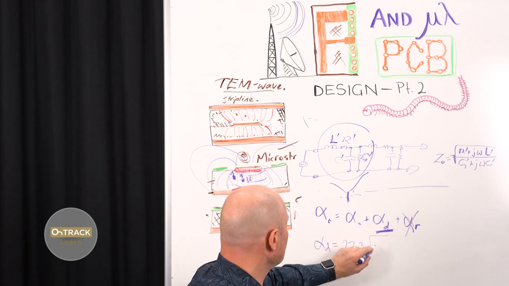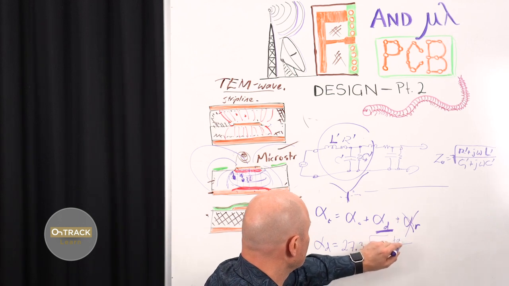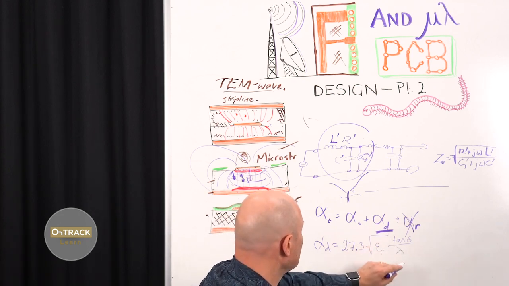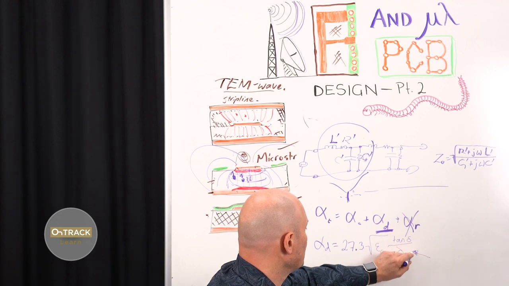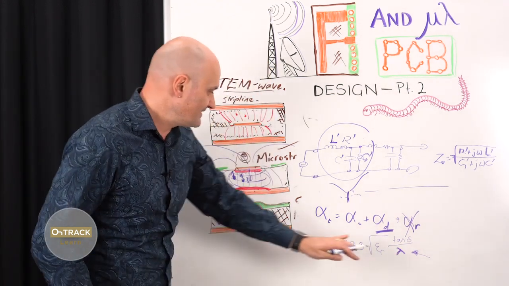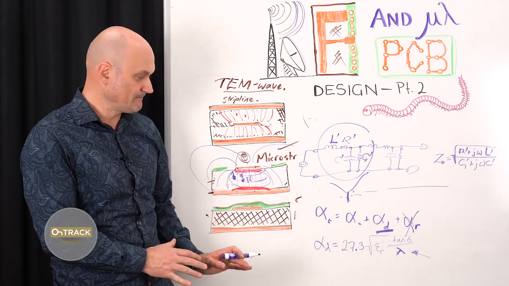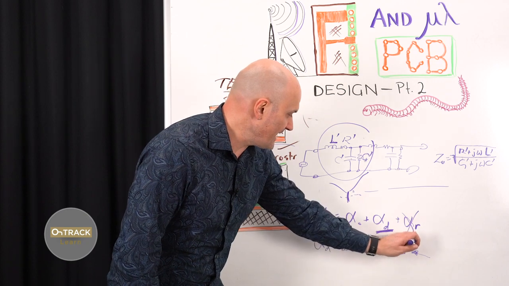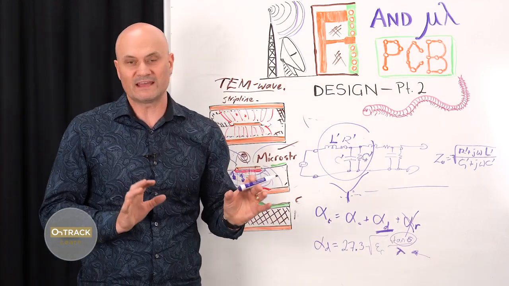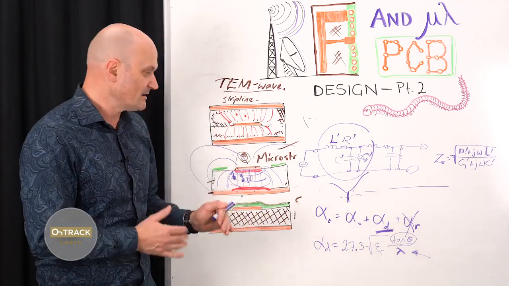It's going to be 27.3 times square root of epsilon r times tan del over wavelength. So we can see there's a wavelength, or you know, that's 1 over frequency. So there's a frequency component to loss, and it's inversely proportional to wavelength. The higher the frequency, the more lossy a material is going to be. And this parameter here, tan del, people call it the loss tangent. And it's actually something that's measured by the manufacturer of your material and given in the material data sheet.